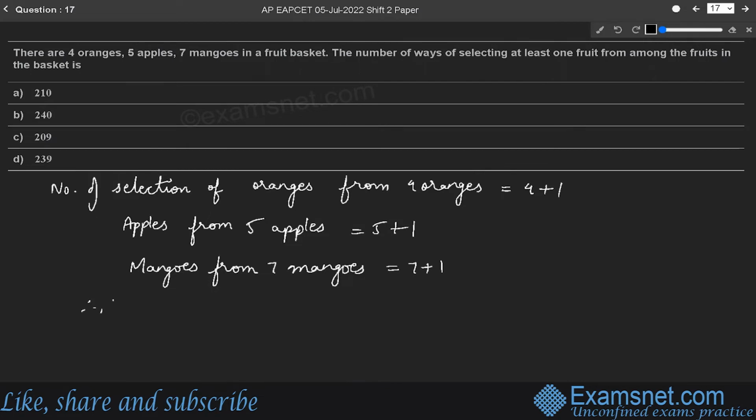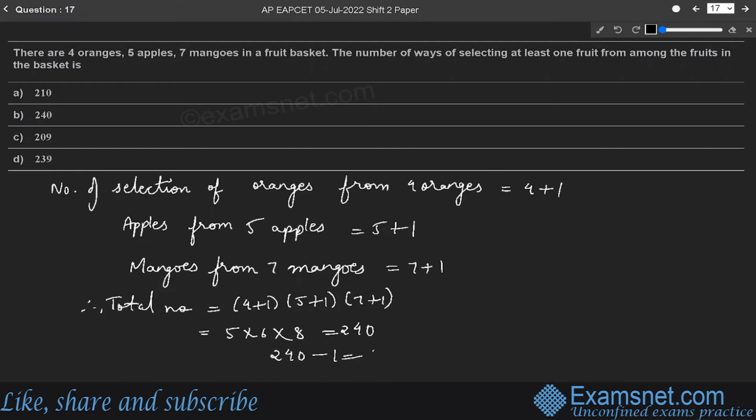Now, the total number of selections of fruit will be (4 plus 1) into (5 plus 1) into (7 plus 1), which is equal to 5 into 6 into 8, which is equal to 240. But you have to notice one thing here: in one of the selections, the condition contains no fruit. In all the selections, one contains no fruit. Therefore, excluding one, it means that 240 minus 1 will be 239.